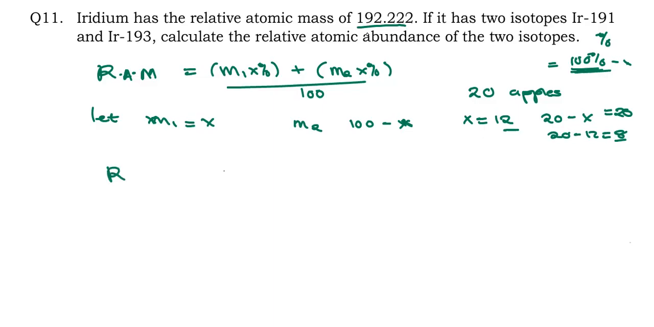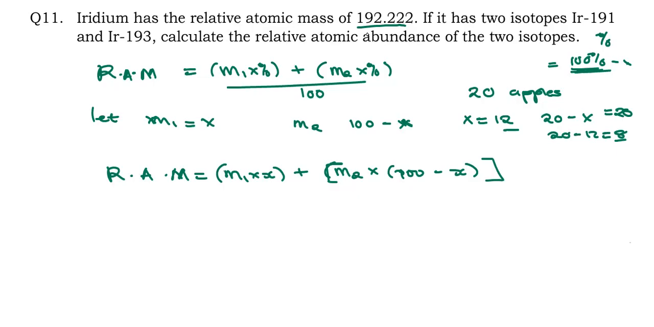So our relative atomic mass is going to be written as M1 times X plus M2 multiplied by the remaining abundance, which is 100 minus X. Let me use square brackets here. We're going to have X and 100 minus X. This is how you find the formula. Very simple.